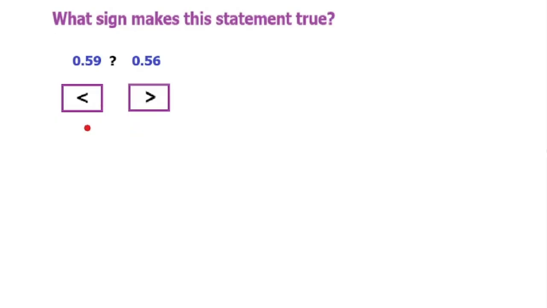And then we have these two signs. Okay, so this is the less than sign, and this is the greater than sign. So greater goes this way, less than goes that way.